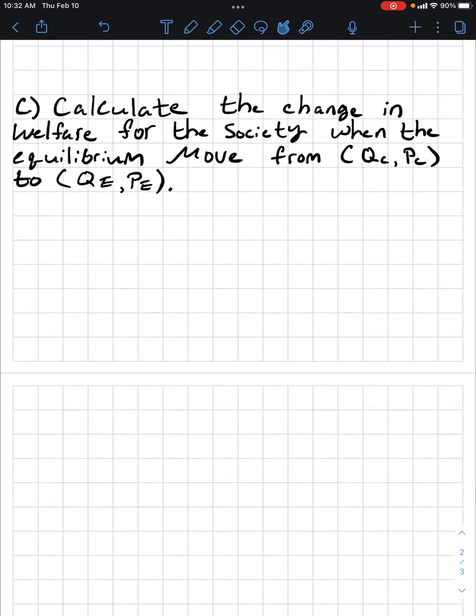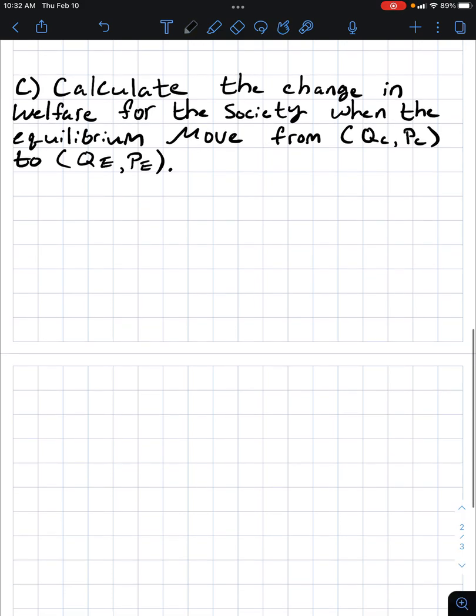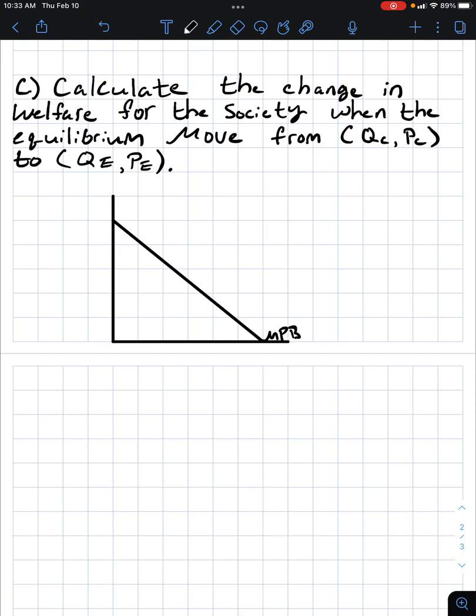Now for part C, calculate the change in welfare for the society when the equilibrium moved from QC, PC to QE, PE. So to do this, firstly we can just draw a graph so you can see what welfare looks like on a graph, and this will help tremendously in solving this problem quickly and efficiently. We'll have a demand, or a marginal private benefit, and this is going to be equal to a marginal social benefit. So just imagine this as demand. The y-axis is price, so money, dollars, and our x-axis is Q, quantity.